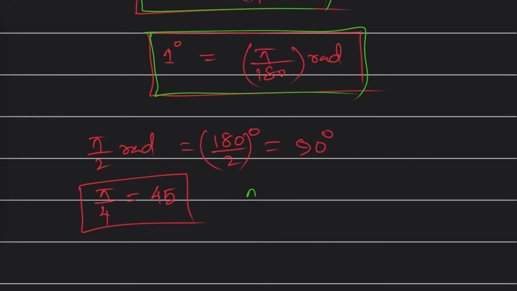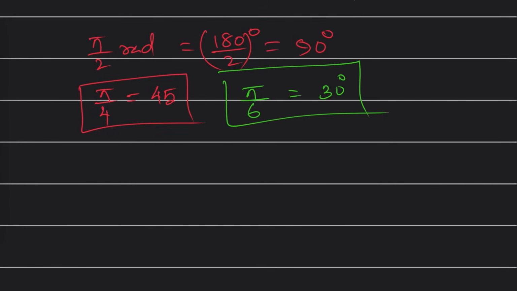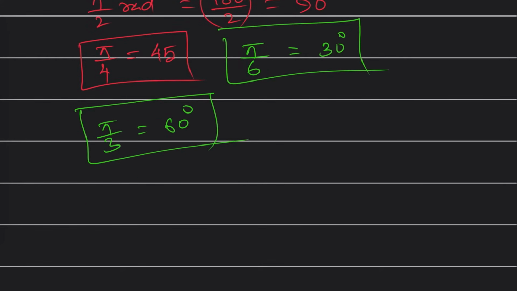Next is pi by 6. What does it mean, sir? 30 degree. You can convert it, right? It's easy to convert, sir, from one form to another. Similarly, pi by 3, if I am asking, it is 60 degree. Sir, other forms you can convert. Sir, now here I am completely converting from radian to degree.